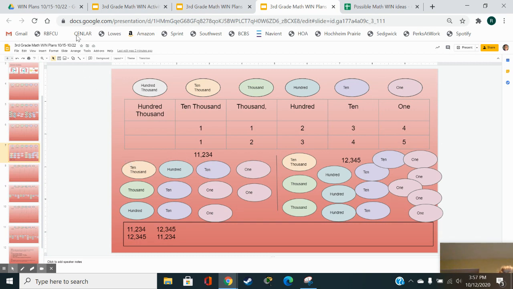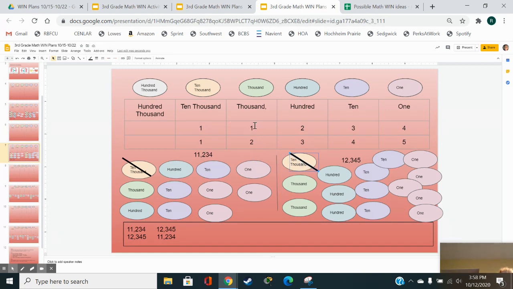So I'm going to use my line and I'm going to cross off that 10,000. And again, I'm going to make it nice and dark and nice and big so we can see it. And I'm going to copy it and create another one and cross off this 10,000. My 10,000s are taken care of, so now I'm going to move to my thousands.